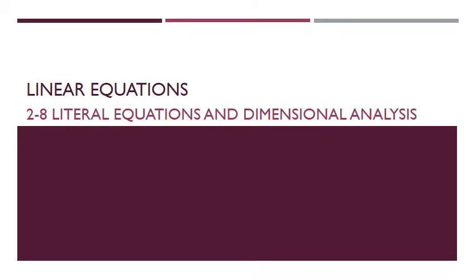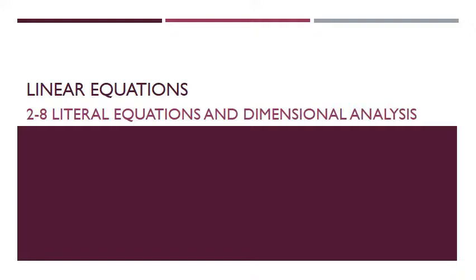All right, we're continuing in our chapter on linear equations, and now we've moved into a section, literal equations and dimensional analysis. This is just a fancy way of describing where we're going to be solving equations that have more than one variable, which is the definition, if you will, of a literal equation. We're going to have to use our skills of one-step, multi-step, and distributive properties in order to be able to solve these for a given variable.